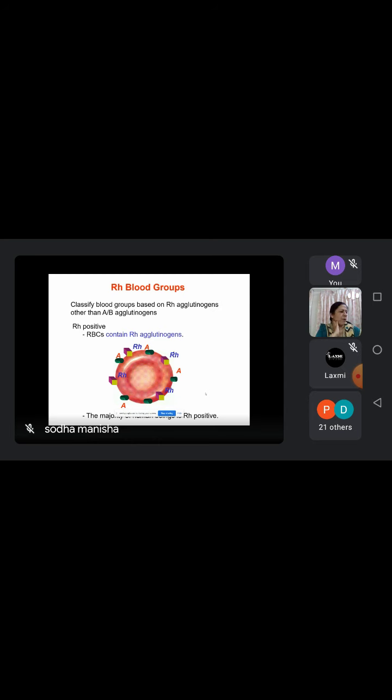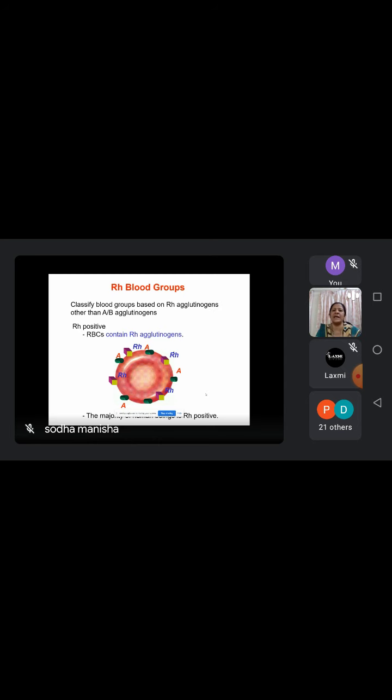Okay, so apart from agglutinogen A and B, one more agglutinogen was discovered in human red blood cells, that is called the Rh factor or rhesus factor. Blood having this Rh factor is known as Rh positive blood, and blood without this Rh factor is known as Rh negative blood. Almost 90% of the world population is Rh positive.